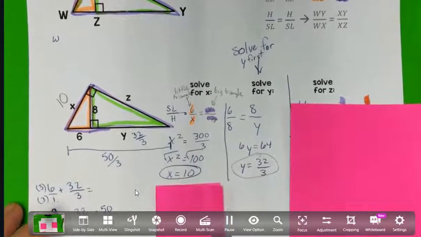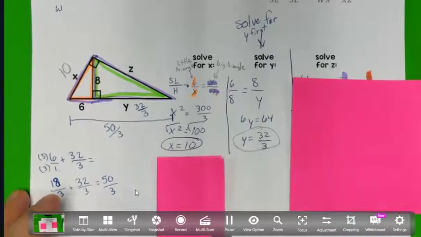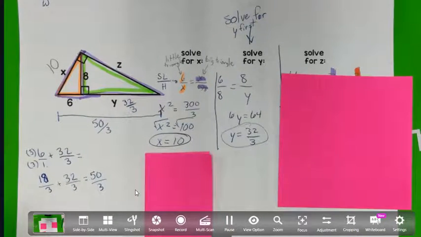Ooh, you guys cannot see that. Sorry about that. Well, now you can see it.